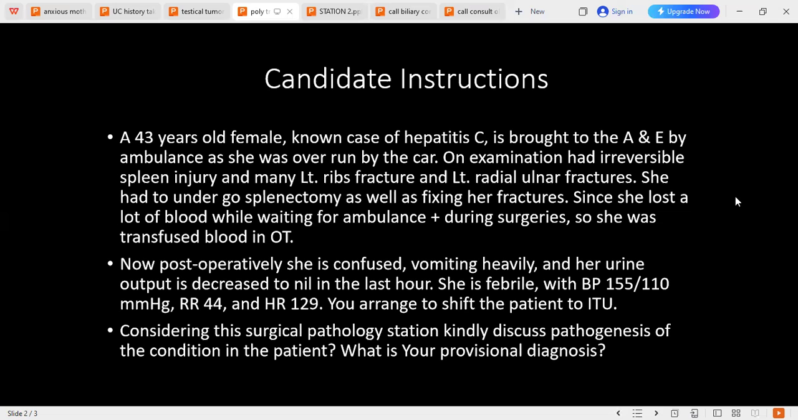This would affect the formation of clotting factors. What are the clotting factors which are formed by the liver or dependent on the liver? The clotting factors which are activated by vitamin K, for example, clotting factors 2, 7, 9, and 10. This could also lead to the bleeding tendency of the patient. Splenectomy has already been done and hepatitis, so bleeding tendency would be there.